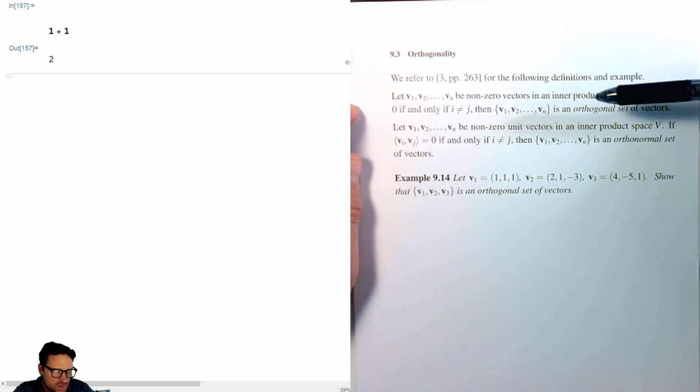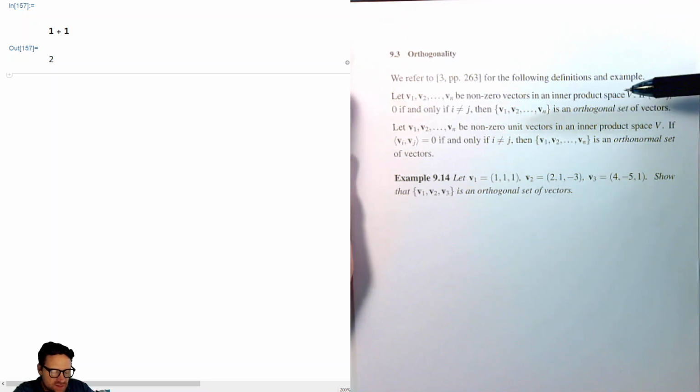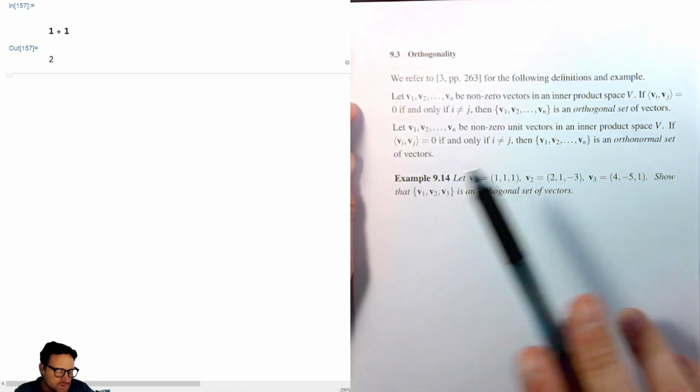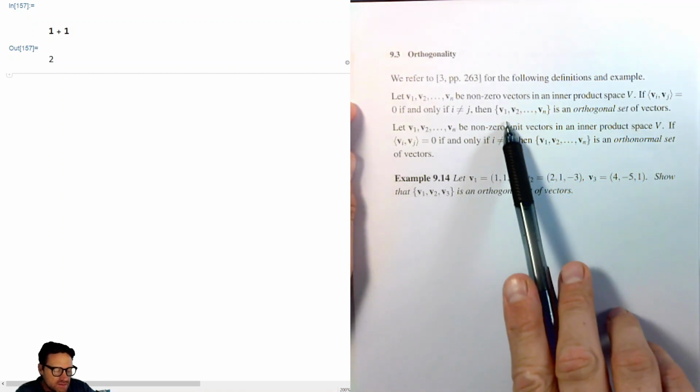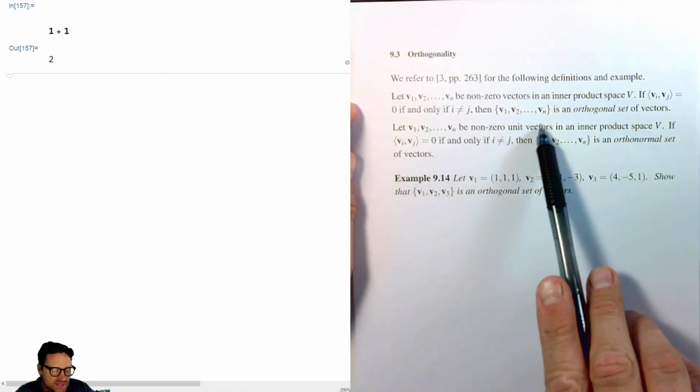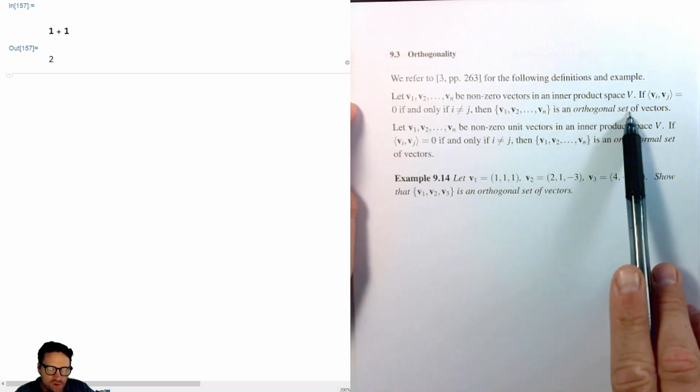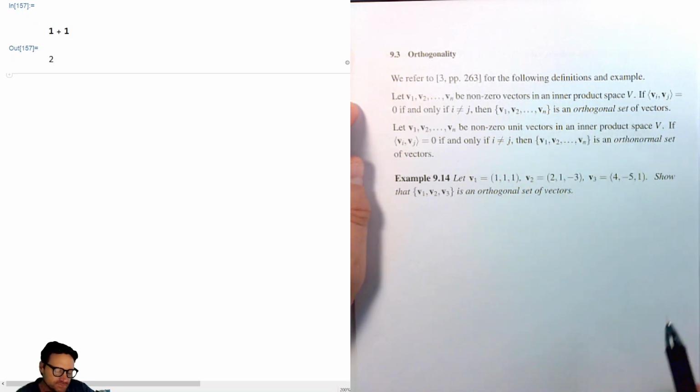Let v1, v2, etc. to vn be non-zero vectors in an inner product space. If the inner product of vi and vj is 0 if and only if i does not equal j, then v1, v2, etc. to vn is an orthogonal set of vectors.